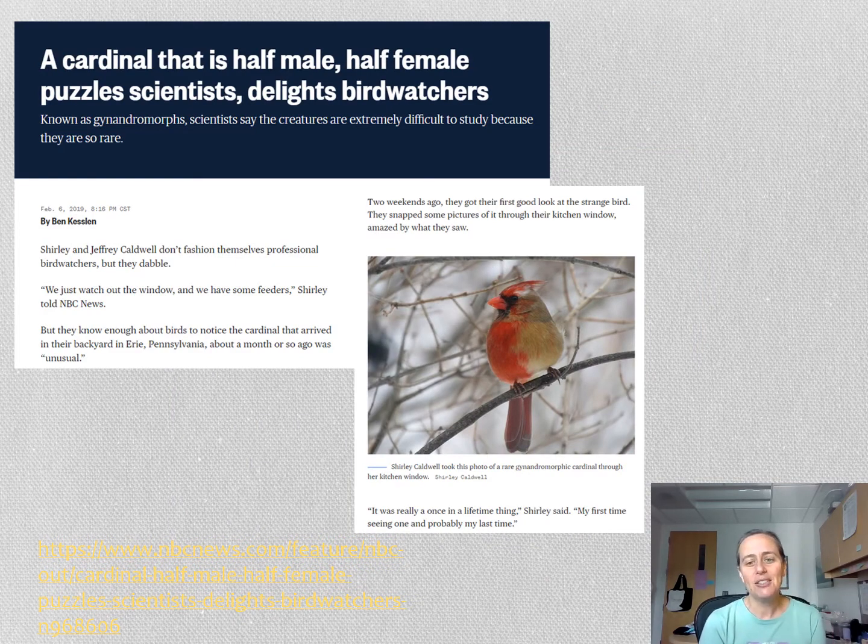So this was a fun news story. A woman in Pennsylvania caught a photograph of a cardinal, and I just thought it was fun because I used cardinals earlier. That is what's called a gynandromorph. So gyn, G-Y-N, means female, andro, A-N-D-R-O, means male, morph means shape, right? So this cardinal, as you can see, is part red and part brown. So it has a little bit of the male traditional coloring and some of the female. Kind of cool, right? Nature likes to mix things up.